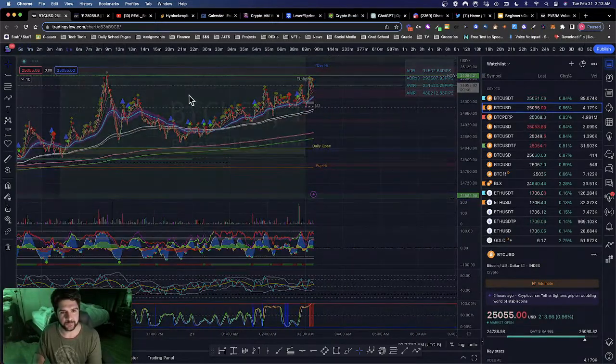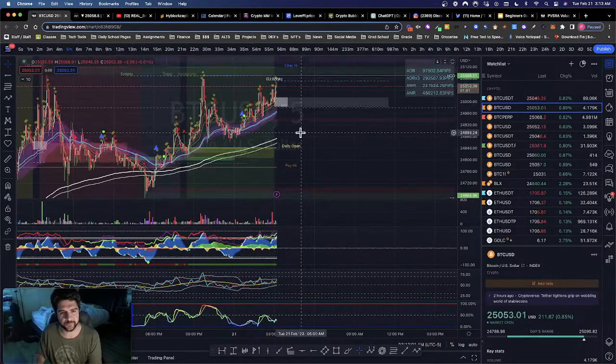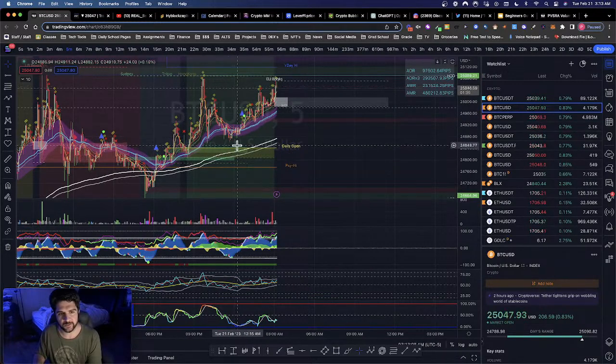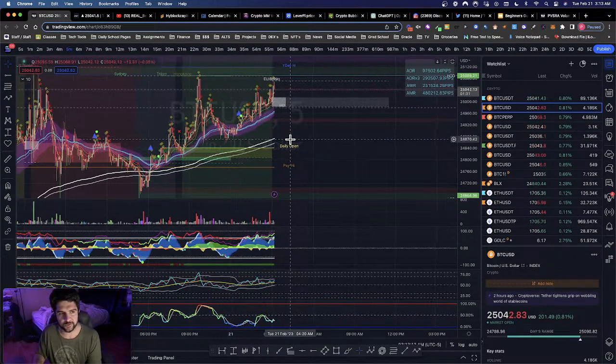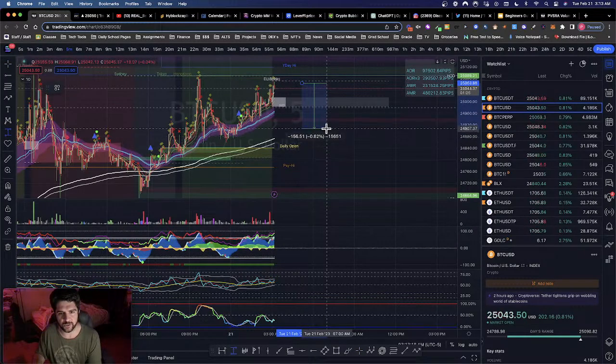So on the 5-minute chart, we got any shorts? Let's see. We got a short right here. We got a little short right here. I would say that the daily open would be tested. You could not get too greedy and make sure that you get, you know, 0.5% or whatever.